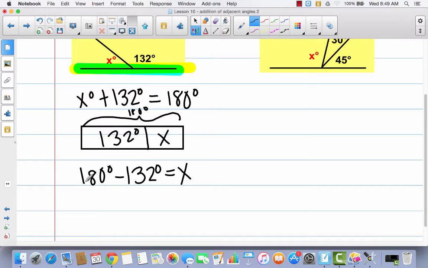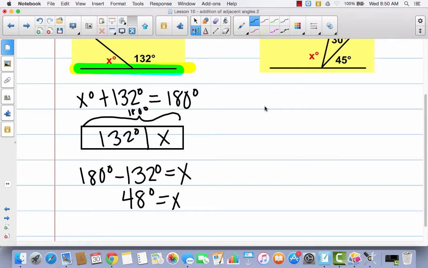So now all I have to do is subtract. I can probably do this in my head pretty quickly, because I know 180 degrees minus 130 degrees would be 50 degrees. But I'm not taking away a total of 50 degrees. I have to add 2 back. So this would actually be 48 degrees. And I know that because if I added 132 degrees to 48 degrees, that would give me 180 degrees. So the value of X is 48 degrees.